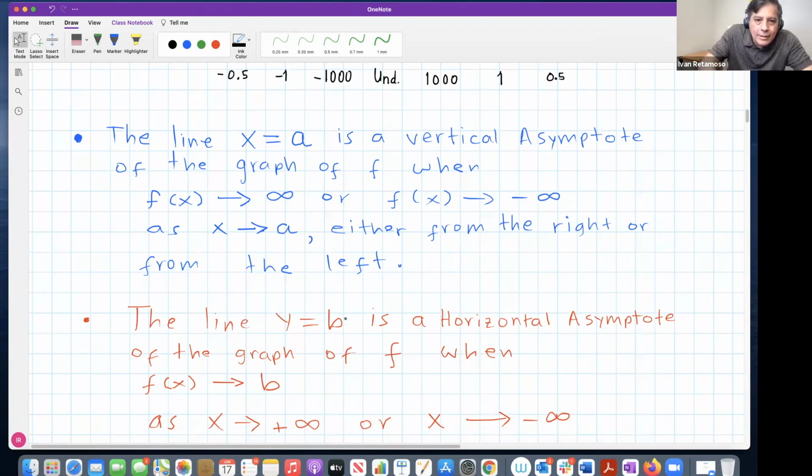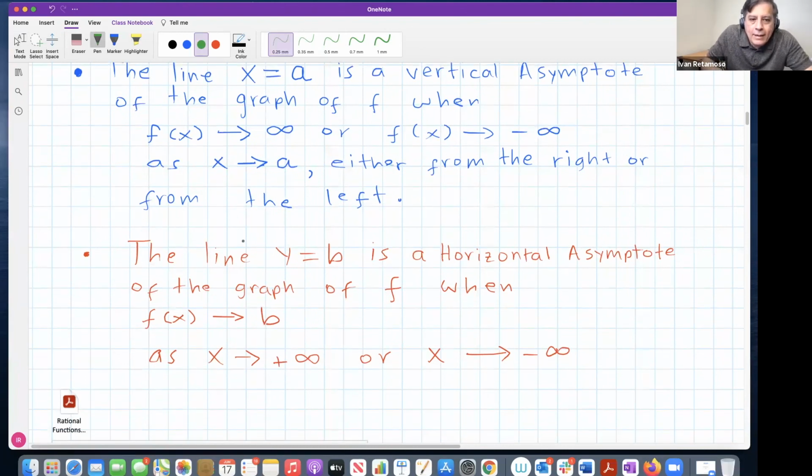And similarly, they have defined the line y equal b as a horizontal asymptote of the graph of f when the output values are headed to some specific number. In our example, that number was 0, but it could be any number. If you notice that the output values are going to some real number as x approaches positive infinity or as x approaches negative infinity, then you got yourself a horizontal asymptote.